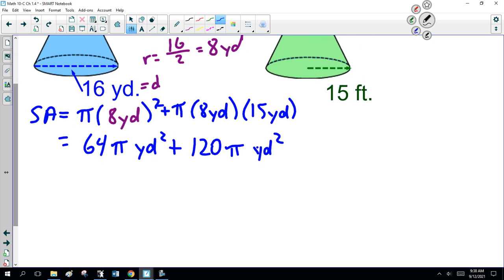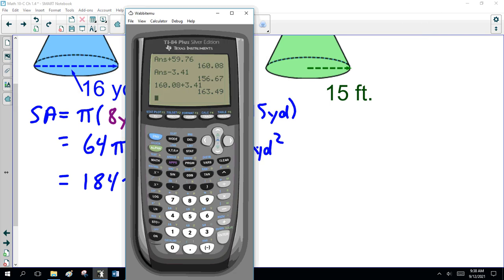Now, that should be 184 pi yards squared. Now, I was taught in the good old days for calculators to write it out like this because pi is an irrational number. It's a decimal that goes on forever. Nowadays, with graphing calculators, we just multiply by pi.